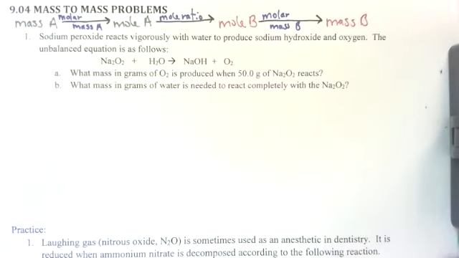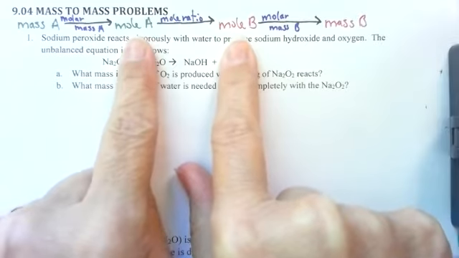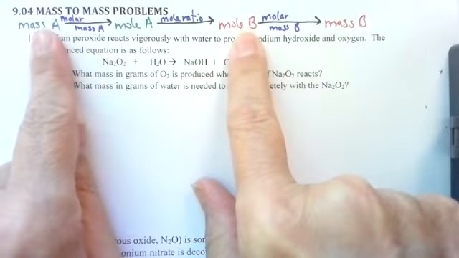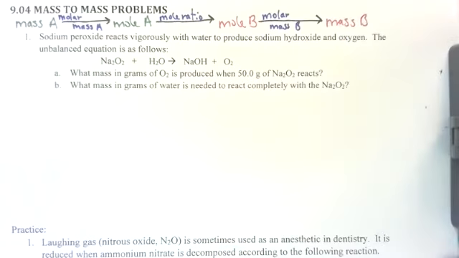All right, today in chemistry lesson 9.04, we're going to work on converting, starting with a mass and ending with a mass. So in our first conversion, we just went from mole to mole. And then in the next video, we went mole to mass or mass to mole. And in this one, we're going to go the full length of the conversion spectrum.